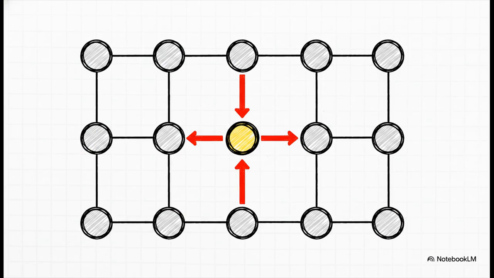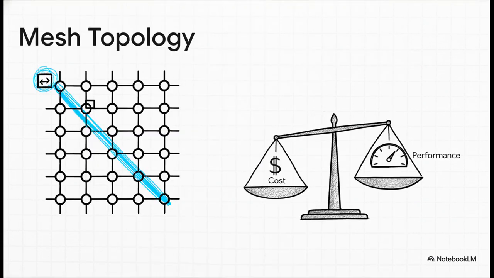Okay, so between those two extremes, we find a really popular and practical middle ground, the mesh topology. With a mesh, you just arrange all your processors in a grid, kind of like a checkerboard, and each one is only connected to its immediate neighbors. If you need to send a message to a processor far away, the data just hops from neighbor to neighbor until it gets there. It's like passing a note in class. It strikes this really great balance between cost and performance, and that's why it's such a popular design.